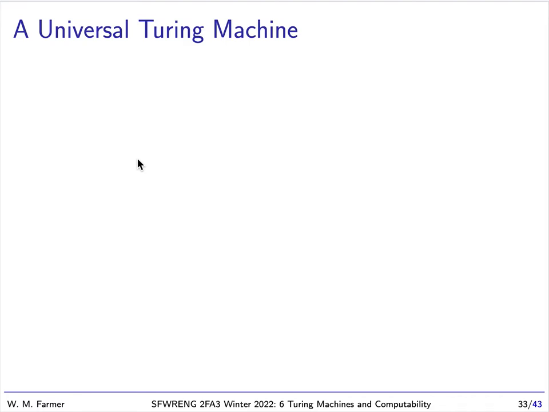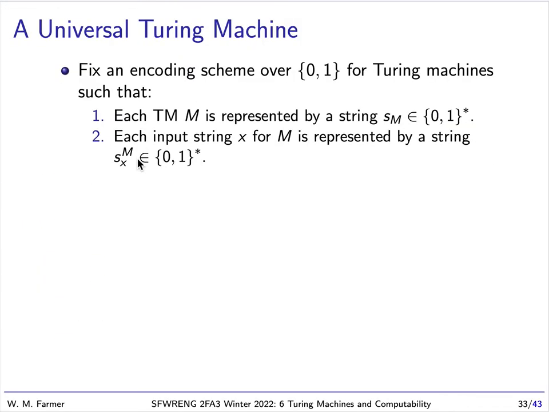So the way they work is we fix an encoding scheme over 0 and 1 for Turing machines. And the way this works is each Turing machine M is represented by a string, S sub M, of zeros and ones. And each input string X for my Turing machine M is represented by a string S sub M X of zeros and ones. So we have a way of encoding every machine, and for each machine we have a way of encoding the input strings.